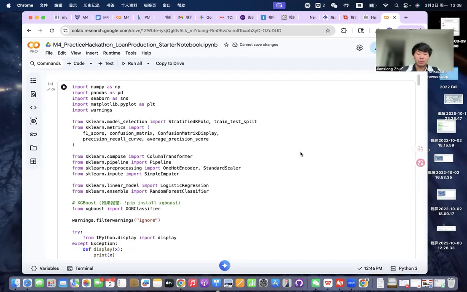I built a structured pre-processing pipeline: median imputation and scaling for numerical variables, and most-frequent imputation and one-hot encoding for categorical variables. This ensures there's no data leakage, a consistent transformation across folds, and stable probability calibration. Even though this is relatively standard feature engineering, it significantly stabilized the cross-validation results and improved generalization.